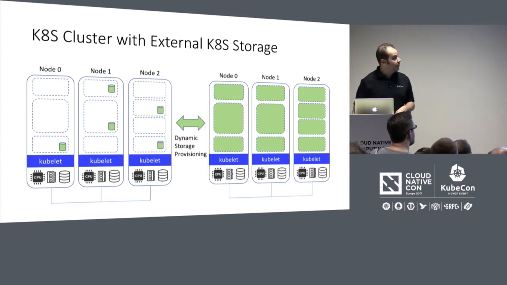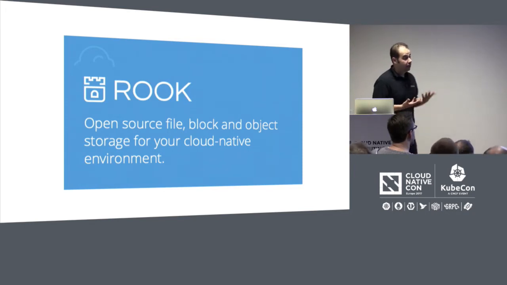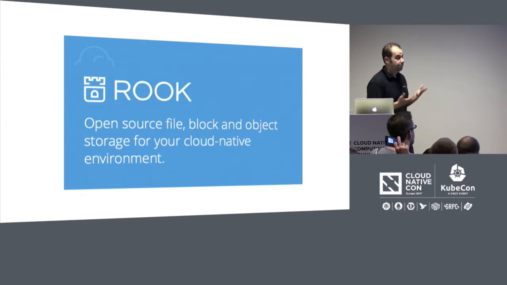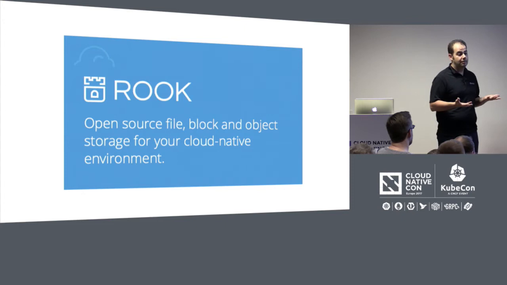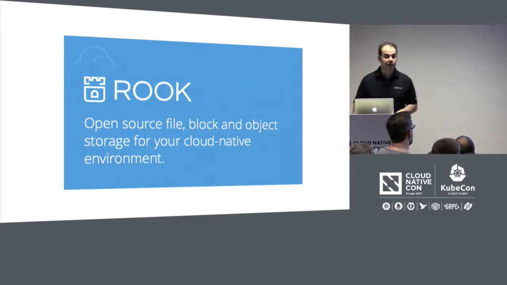So what I thought I would do at this point is just switch over and let's talk about one of these storage systems that now runs in this way. It's a project called Rook. Rook is essentially an open source file, block, and object storage that runs as part of your cloud native environment. It runs as an app in Kubernetes. It's completely integrated. And I'll demo it, and we can walk through all the details of how we're implementing it.